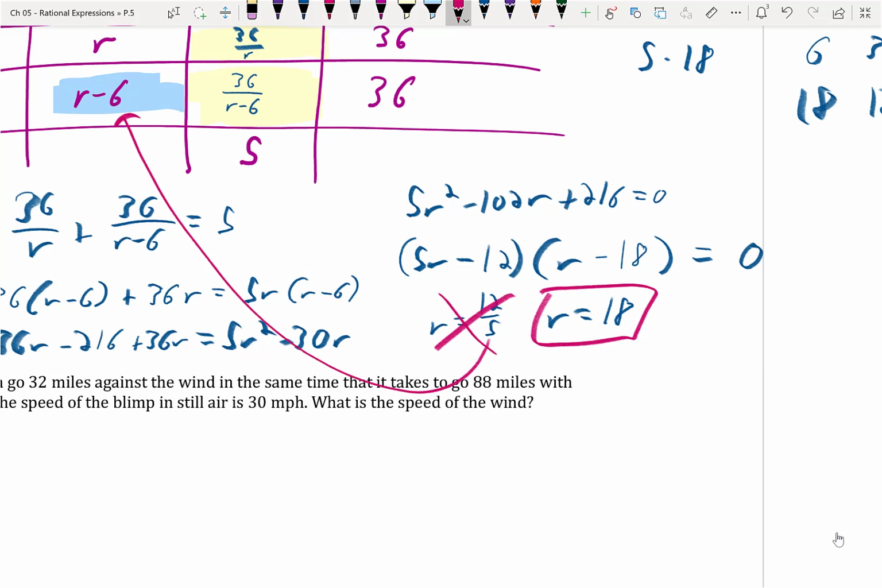But the question did not ask for r. What did it ask for? r minus 6. So we can say the return rate is 12 miles per hour.